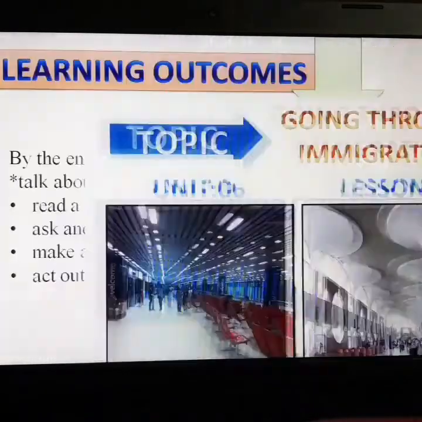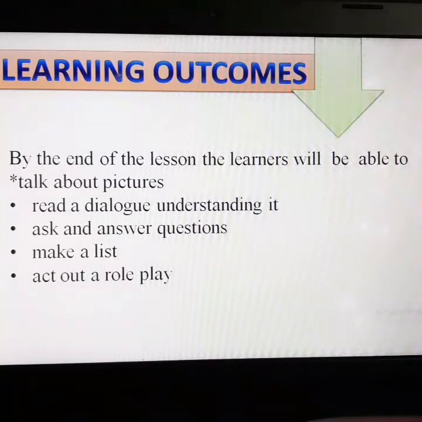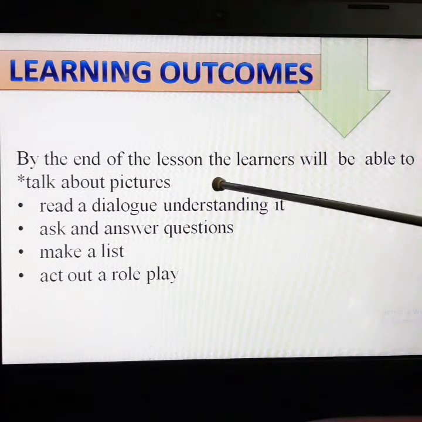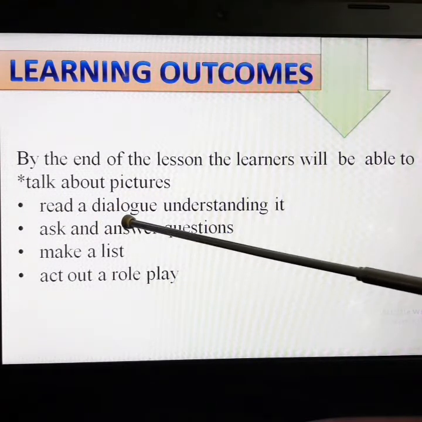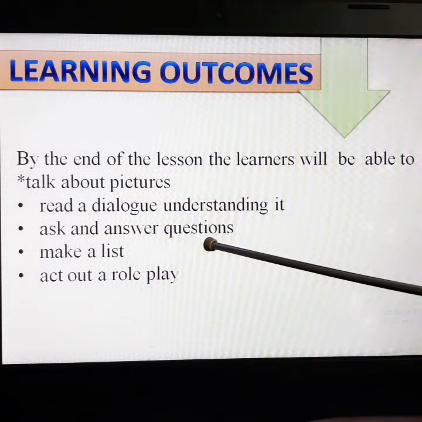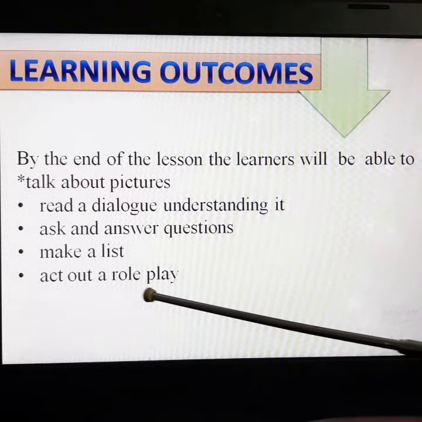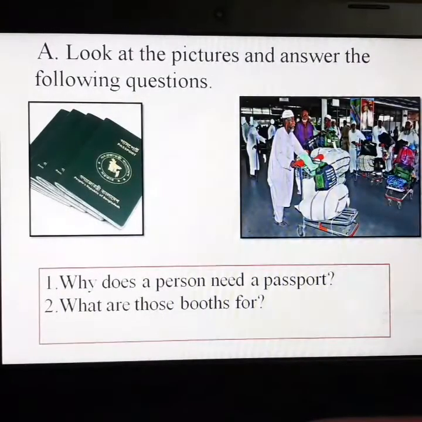Dear students, let's see the learning outcomes of today's lesson. By the end of the lesson, the learners will be able to talk about pictures, read a dialogue understanding it, ask and answer questions, make a list, and act out a role play.